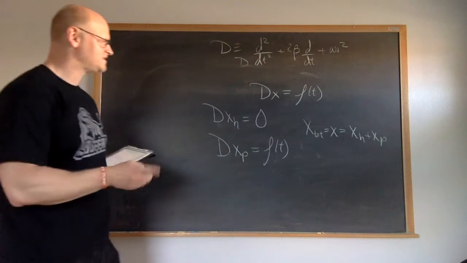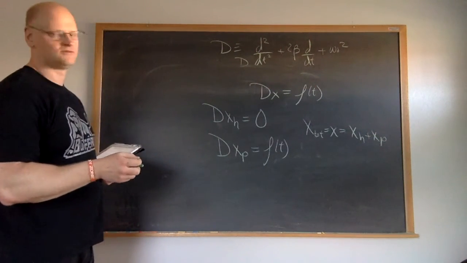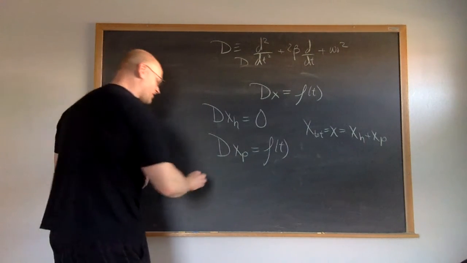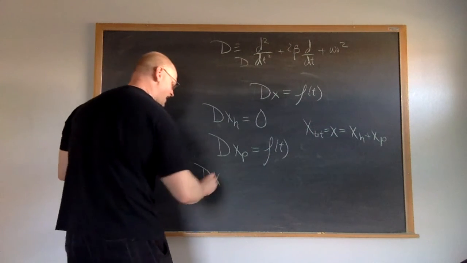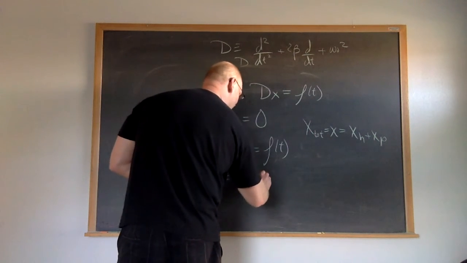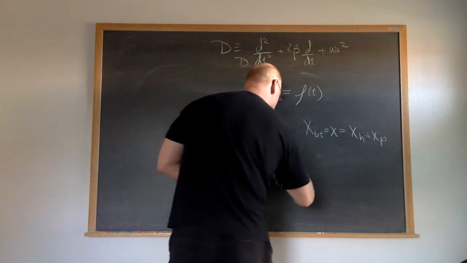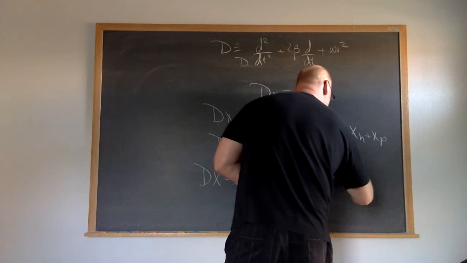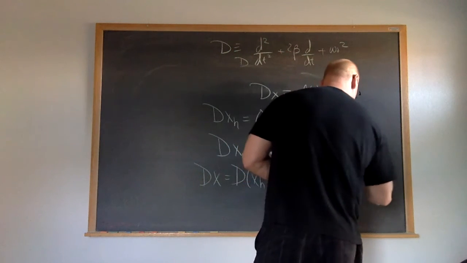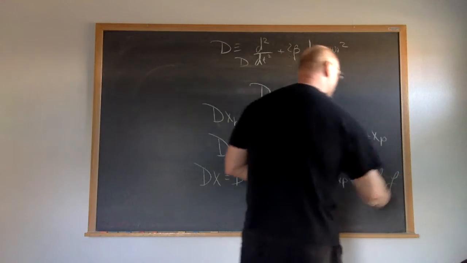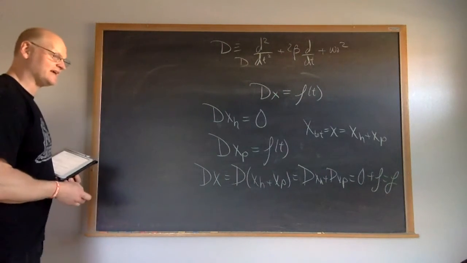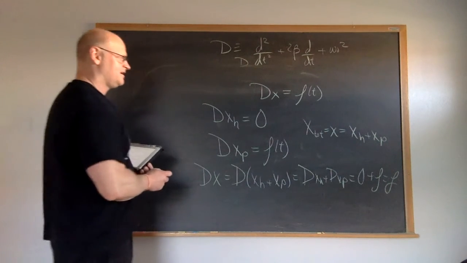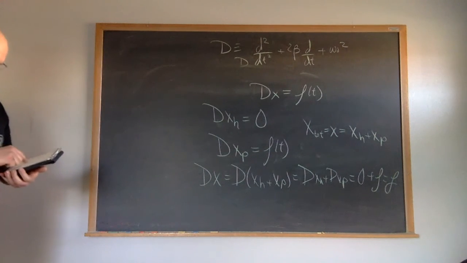Now, based on what we just saw with the linearity or superposition conditions for the differential operator, all this means is that D acting on x is the same thing as D acting on x homogeneous plus x particular, which is the same thing as D x homogeneous plus D x particular. But we know the solution for this is 0 plus f, which is simply equal to f. So all this says again is that we can split this up into the homogeneous part plus the particular part to then solve for the solution of our differential equation.